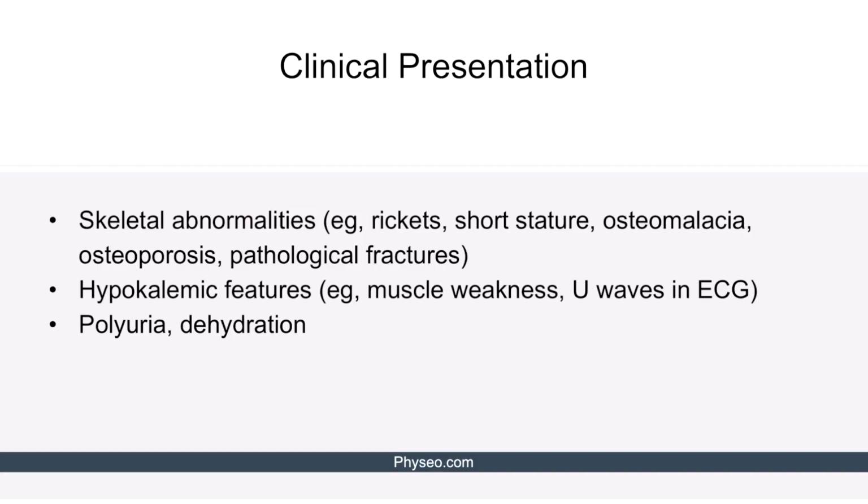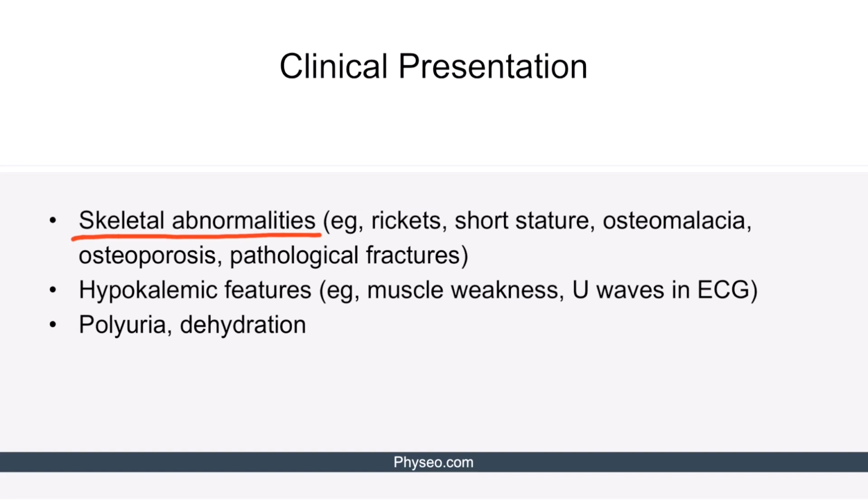All right, moving on to clinical presentation. Skeletal abnormalities occur due to hypophosphatemia and low calcitriol levels, as proximal convoluted tubular cells are responsible for the conversion of vitamin D to its active form. And this may manifest as rickets, short stature, osteomalacia, osteoporosis, and pathological fractures. These findings are more severe in Fanconi syndrome.